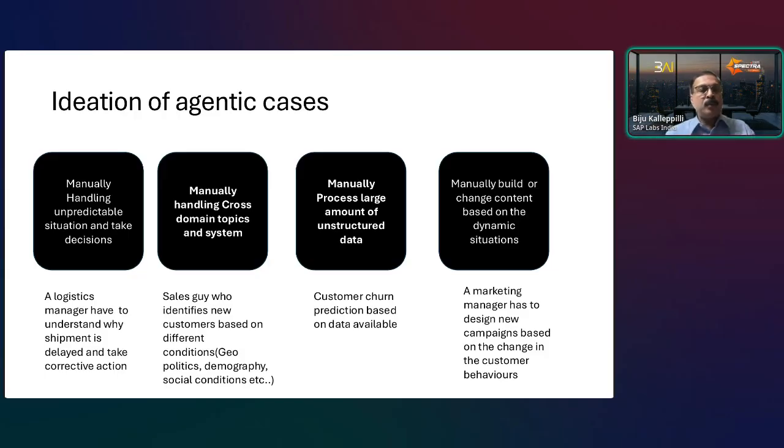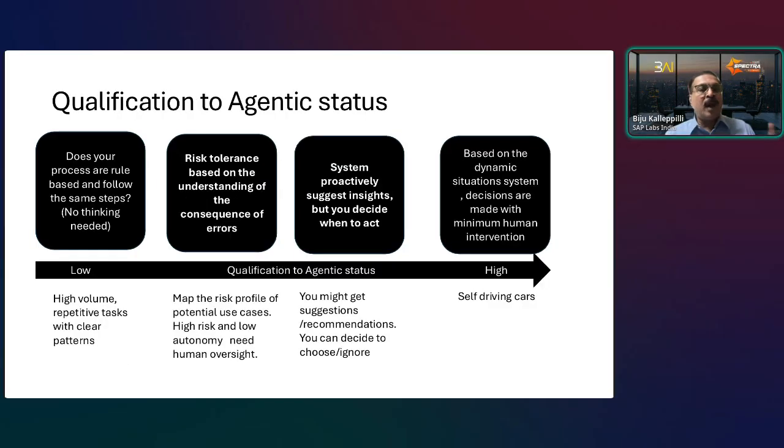So once you look at all these boundary conditions and guidelines, and create a certain number of use cases, probably you can call them A, B, C, D, E, you need to evaluate them on two aspects. One is qualifying it to agentic status. When I say qualifying it to agentic status, it means how much agentic behavior this particular use case can bring in, right? So again, certain conditions are here on the screen that you can see.